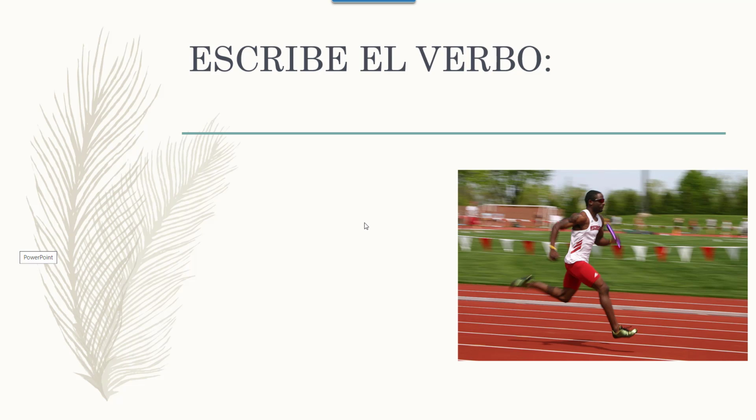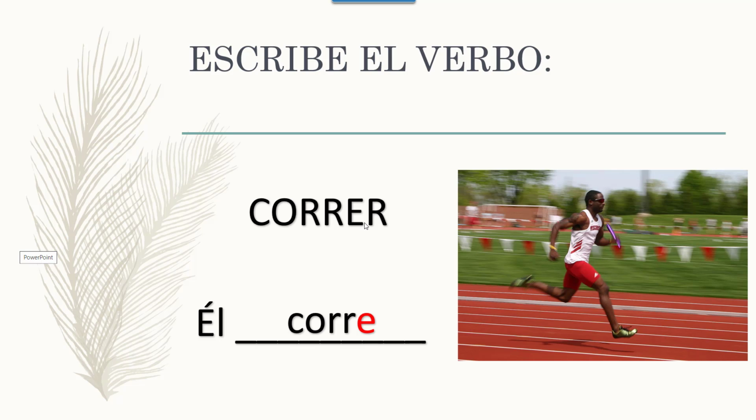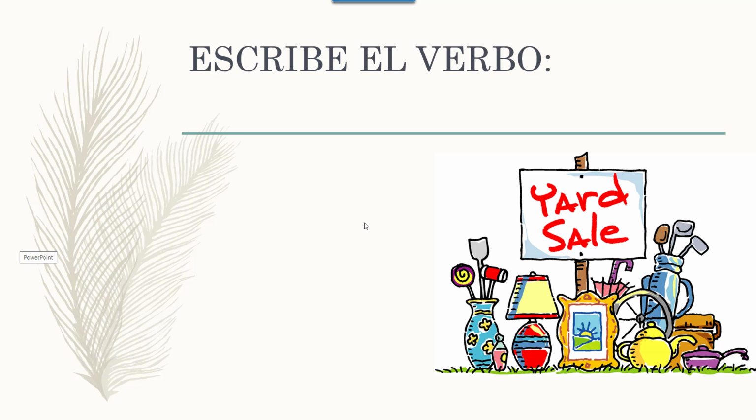Okay, what is he doing? ¿Qué hace? ¿Qué hace él? What's he doing? Él, what is the main verb? The infinitive, the main verb before you conjugate it. Correr, okay? So then, how do I say he runs? Él, what is the ending? Just an E. Él corre. Make sure you look at the table that we were going through.